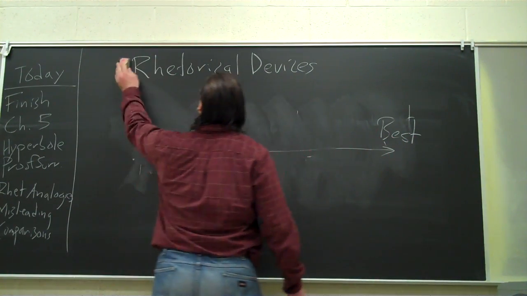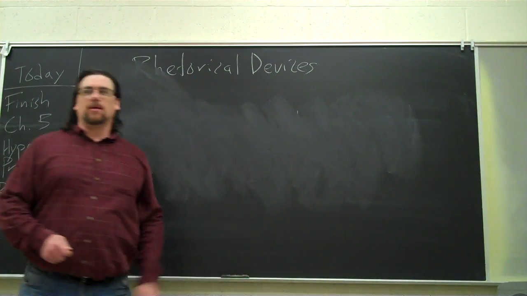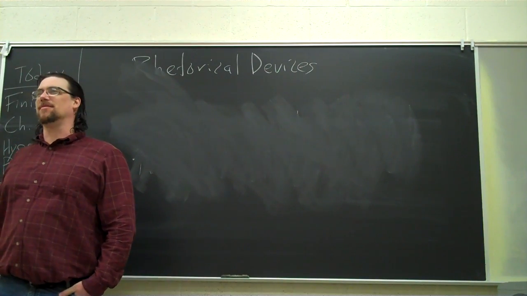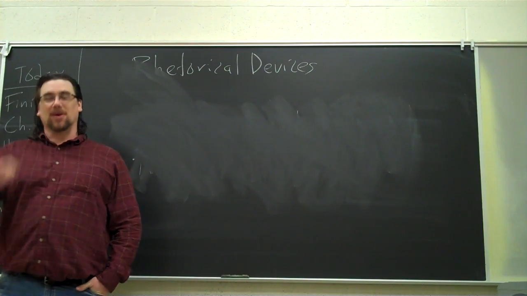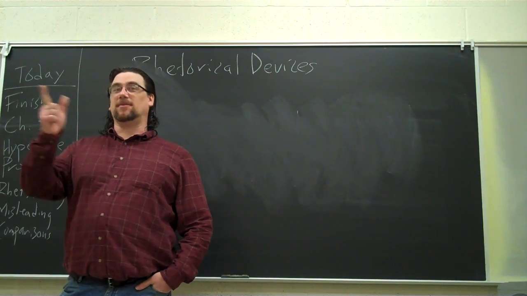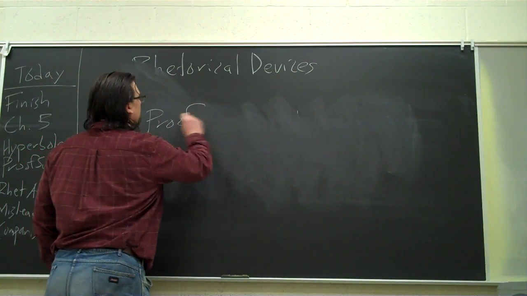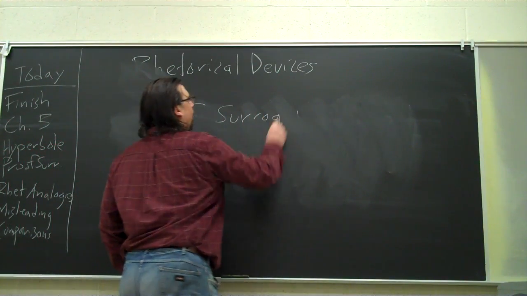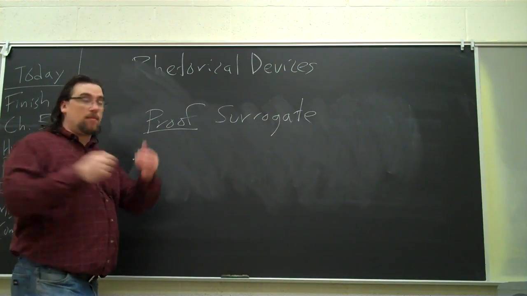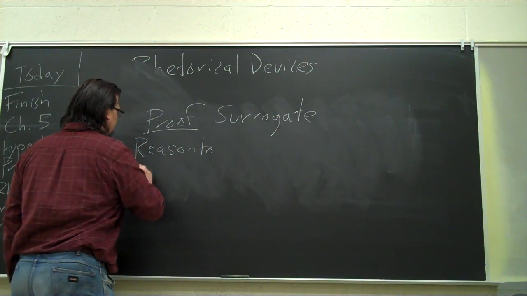Let's go now to proof surrogates. So what's a surrogate? We use that term really only in one context that I can think of. The surrogate mother. Surrogate mother, right. And so what is a surrogate mother? It's a substitute. So, when we talk about a proof surrogate, when you think about proof, you're thinking about reason to accept something.